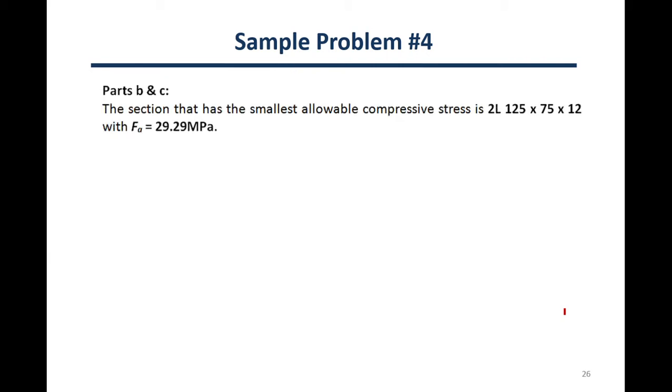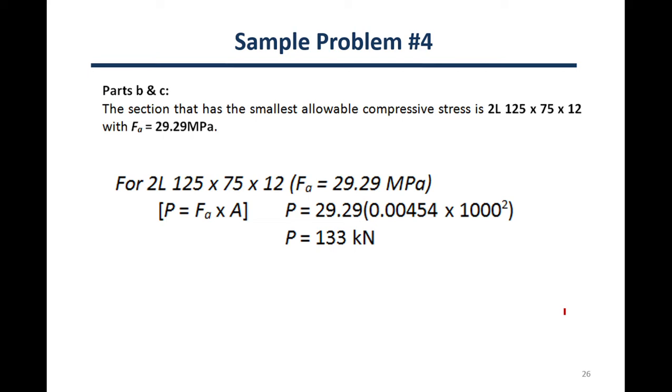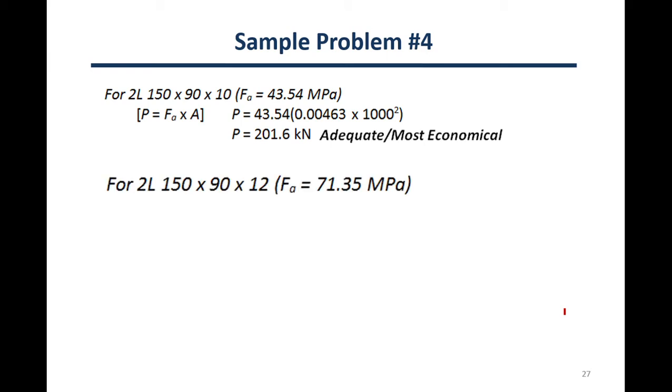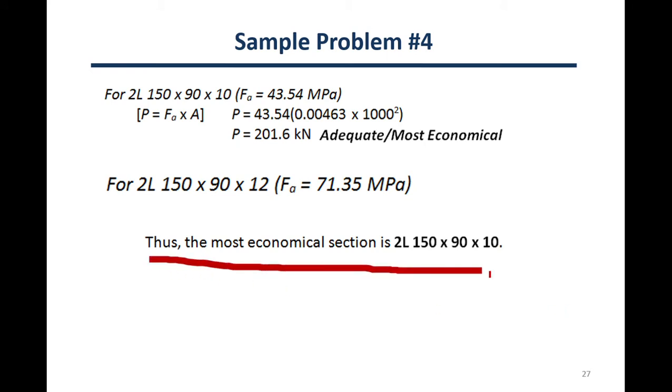Okay, tapos, solving for the B, so we have the smallest allowable compressive stress. So, we have here, ayan, part ng B and C. Kinuha natin, 133, yun, inadequate, kasi nga, mababa. Okay, try natin isa. For here, so limit nila 201. So, mas economical na gamitin ang two angle natin na 150 by 90 by 10. Yan ang economical na gamitin. So, mache-check mo naman yan eh.